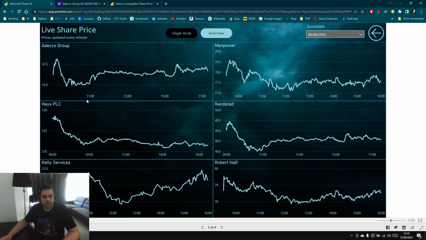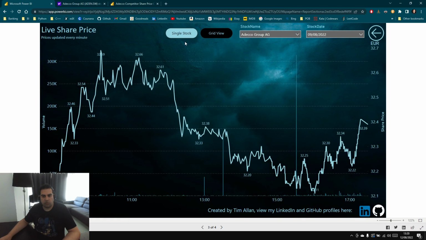Also important to note is that these shares are listed on different exchanges, so their open and close times will be different, and obviously these are local times. So Manpower opens much later in the day, at least in the UK, because it's traded on a US exchange, whereas Hayes is traded on the London Stock Exchange, and Adecco is traded on the Swiss. All right, so going back to single share, I can look at different days if I wanted to.